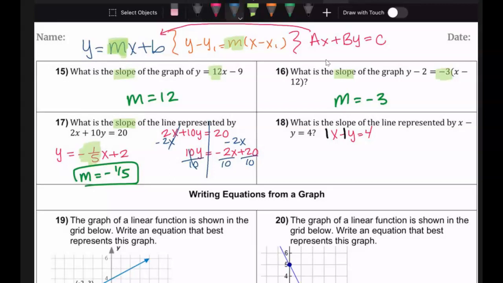So we still start similarly. I'm still going to cancel out my x. This time I have a positive x. So I'll subtract it from both sides to cancel out that 1x.